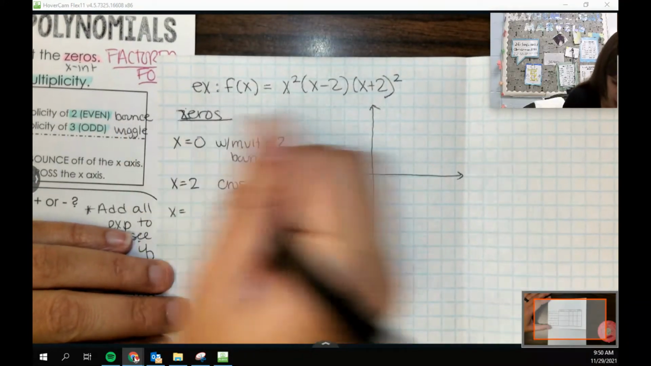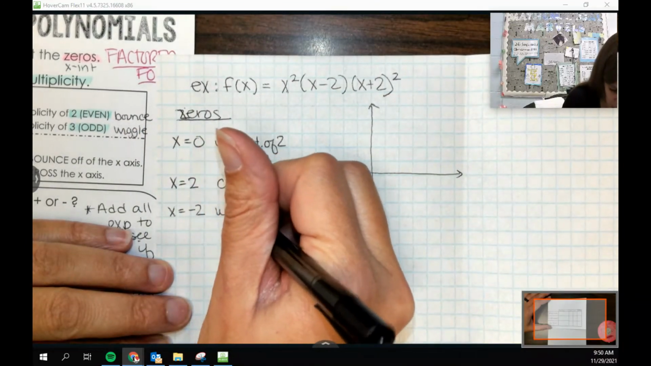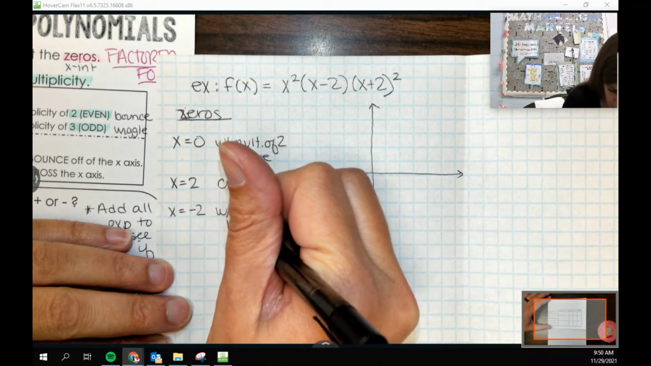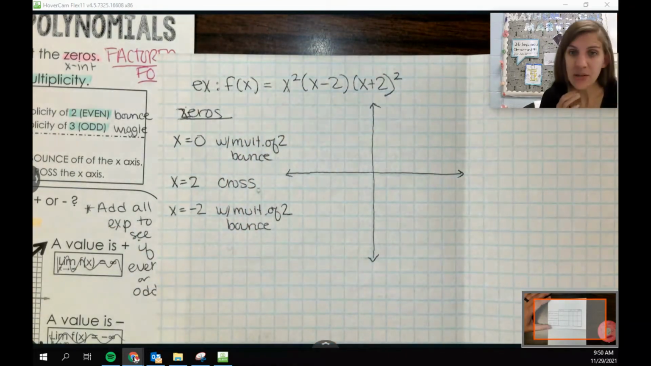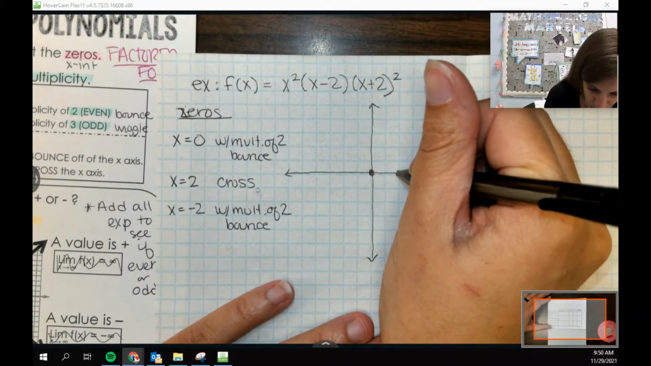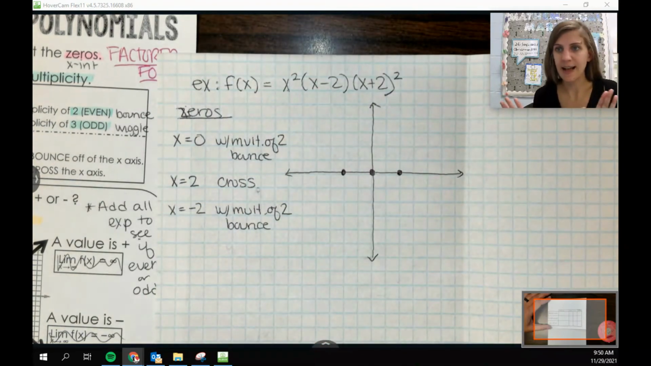And then the last one I notice is negative 2. That one also has multiplicity of 2, which means it'll bounce. Okay, so we can plot those. We got 0, we got 2, and we got negative 2. There are no other spots that you will be touching on that x-axis. That's it.